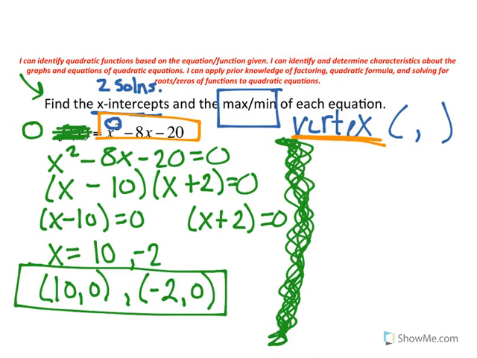Looking at this function, we can tell pretty quickly that this is in standard form. And because it's in standard form, that means our vertex can be found by taking negative b divided by our 2a term. Then whatever we get there, we have to plug in to the function.